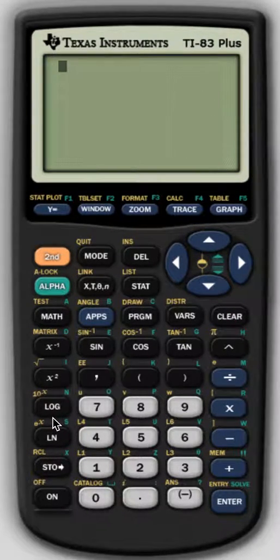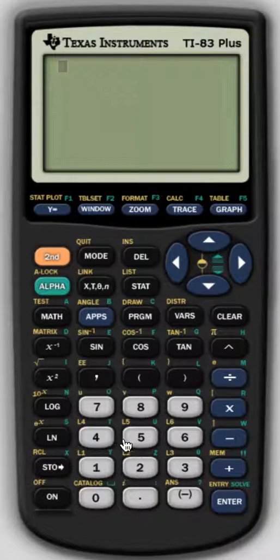Now we have 3 times 10 to the 8th. If you haven't used that in science classes yet or math classes yet, that is scientific notation. 3 times 10 to the 8th is what, 30 million? 300 million. It's a really big number.